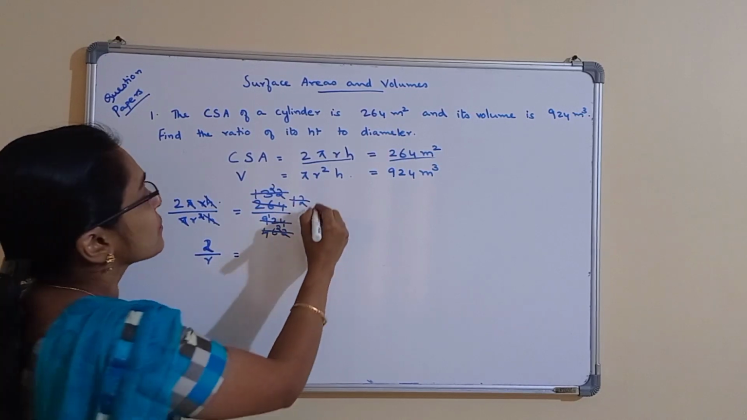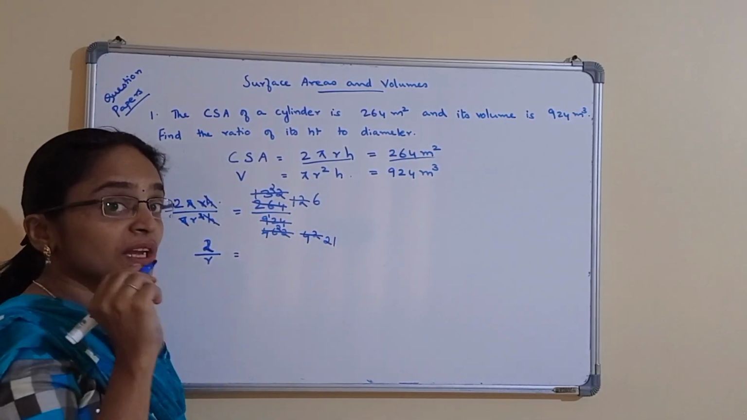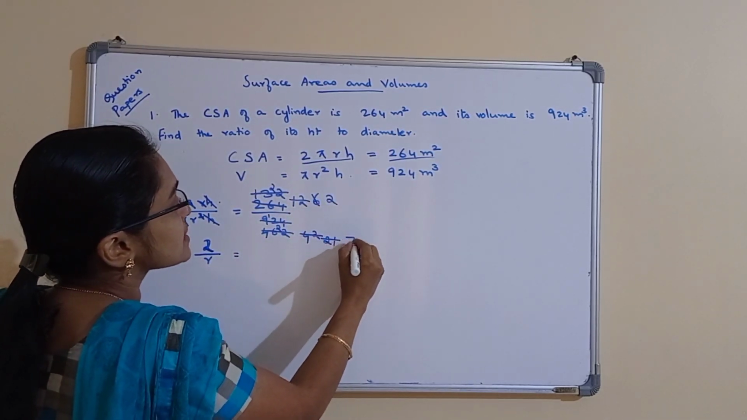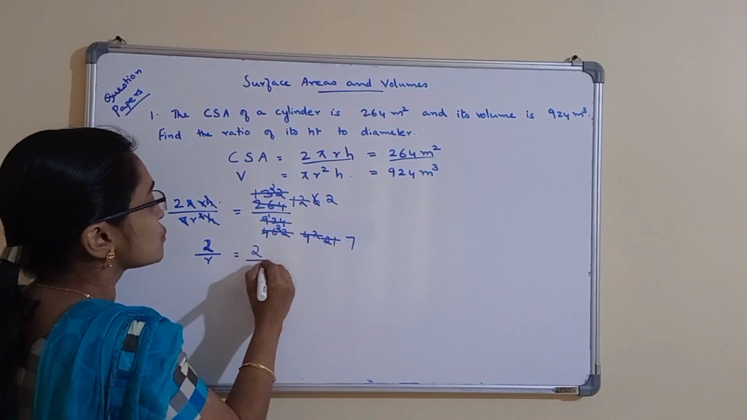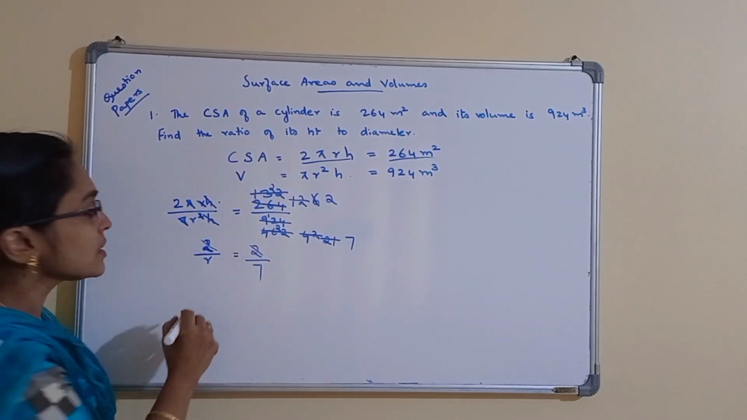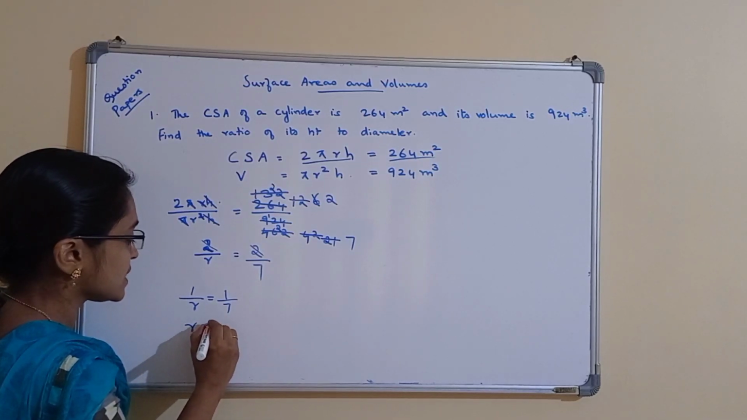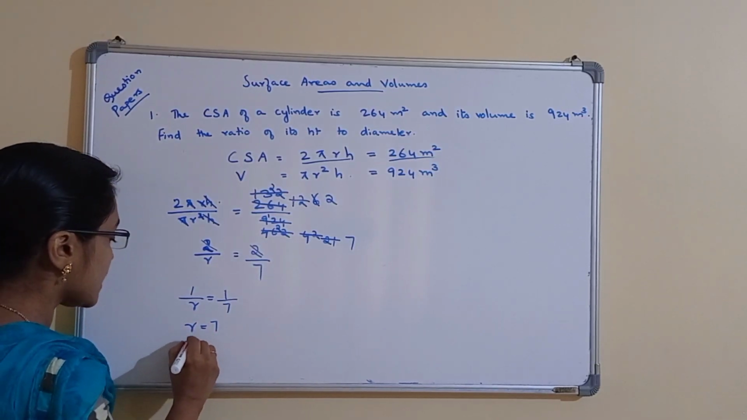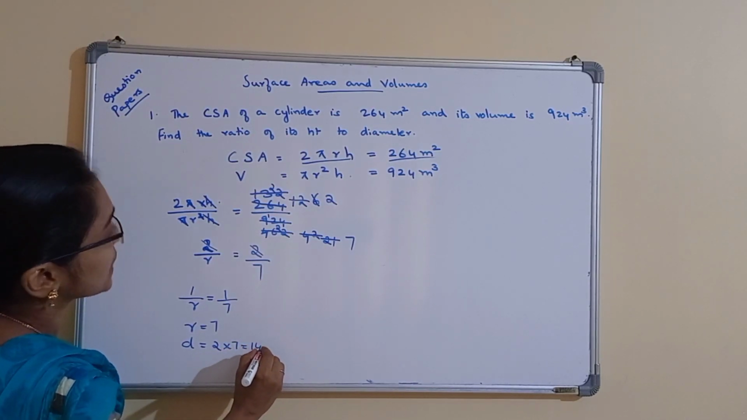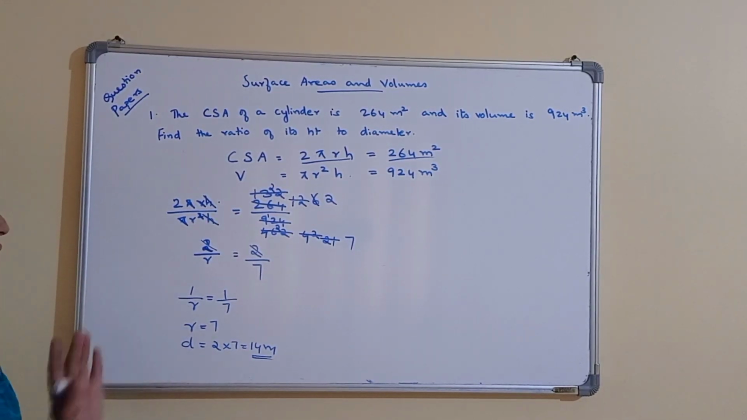Now 2 again. We have 6 and 21. Now 3 will go in 6 and 21, 2 times and 7 times. So we got 2 by r is equal to 2 by 7. 2 and 2 will get cancelled, which means 1 by r is equal to 1 by 7. That is r equal to 7. So what is diameter? Diameter is equal to 2 into 7 is equal to 14 meter. Unit is meter. So we got diameter as 14 meter.